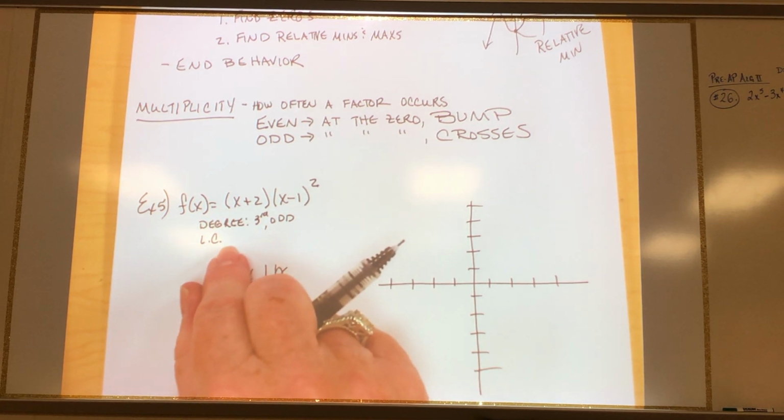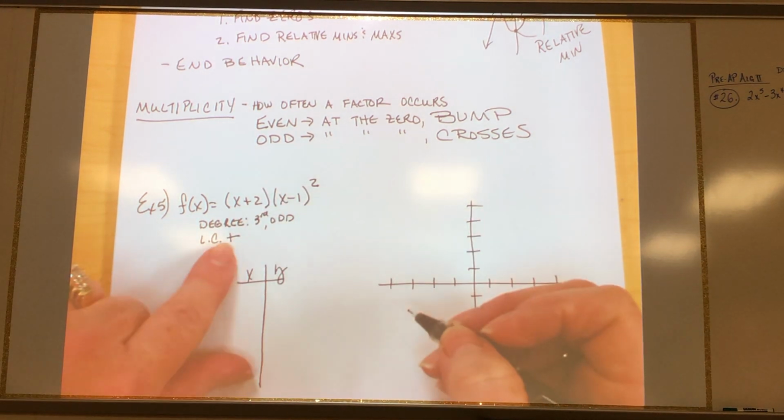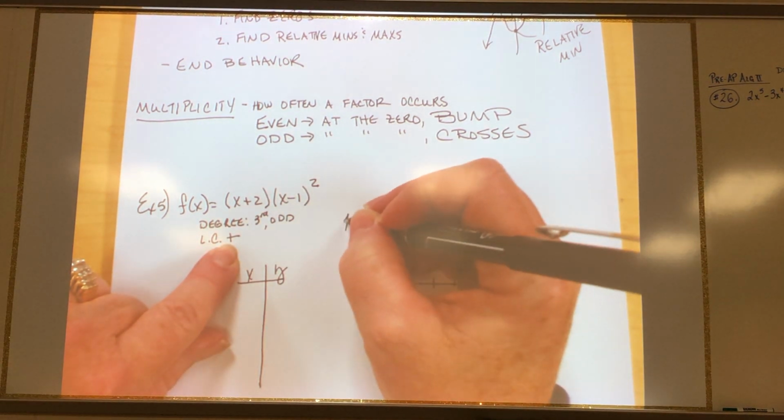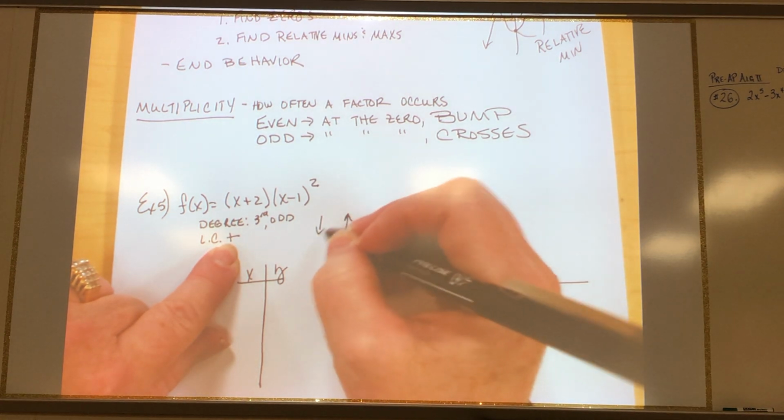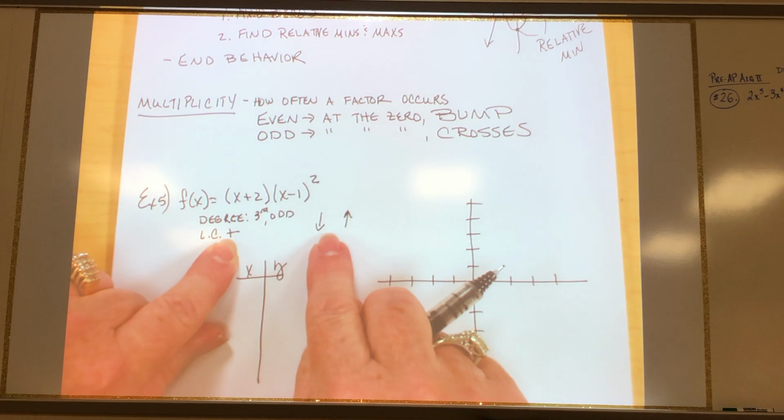So what is it? Leading coefficient, positive or negative? Positive. So look what that tells me. That tells me that this guy ends up going up, and he starts where? Going down. See my little cheat right here? This is my cheat, all right? So, look at this.